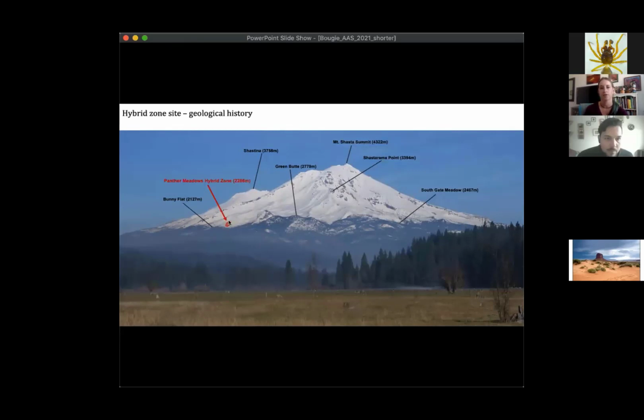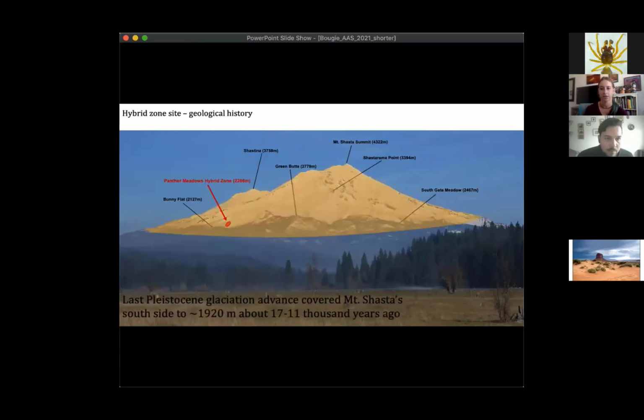If we think about the last glacial maximum during the Pleistocene, a glacial advance covered this south side in ice down to about 1,920 meters. So that's obviously lower than the hybrid zone location. This was covered in ice sometime between 17 to 11,000 years ago. So the oldest that this hybrid zone could be is within that 17 to 11,000 years ago timeframe.